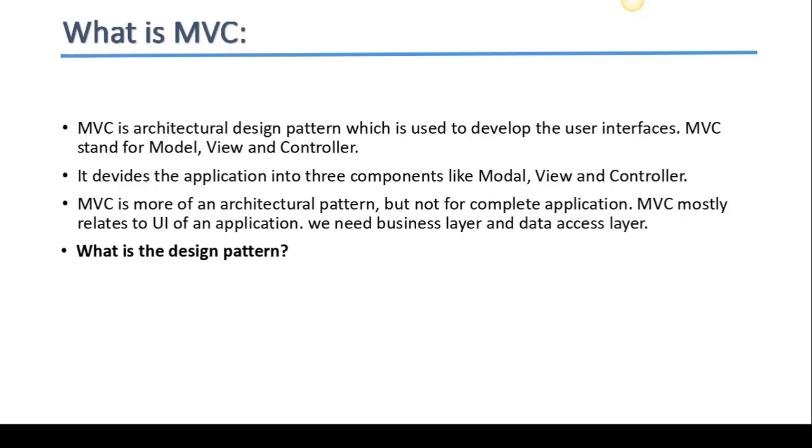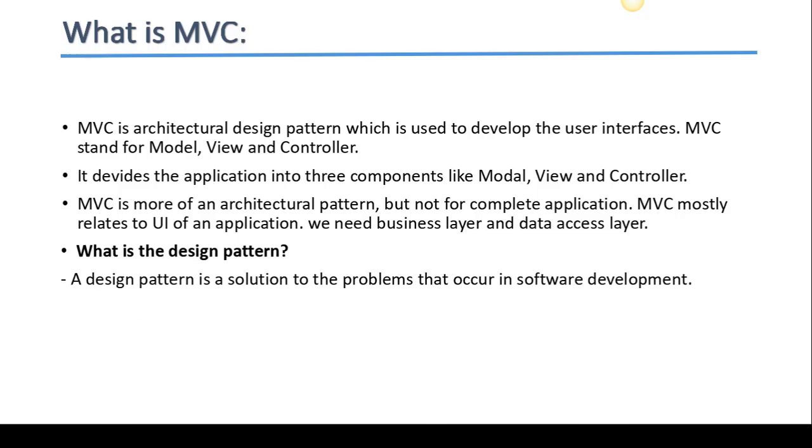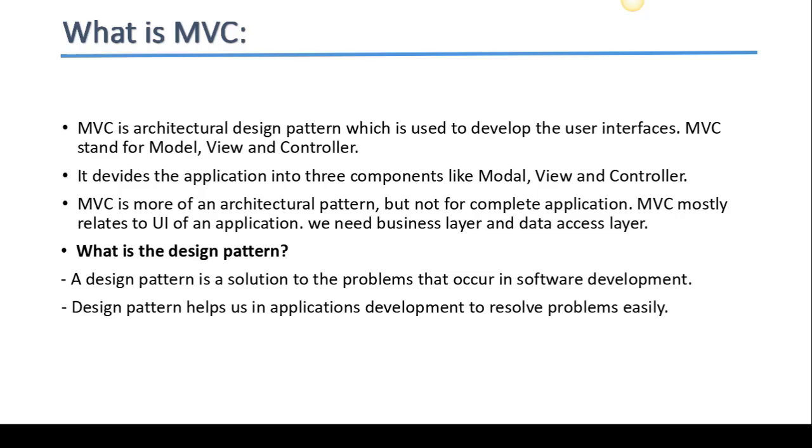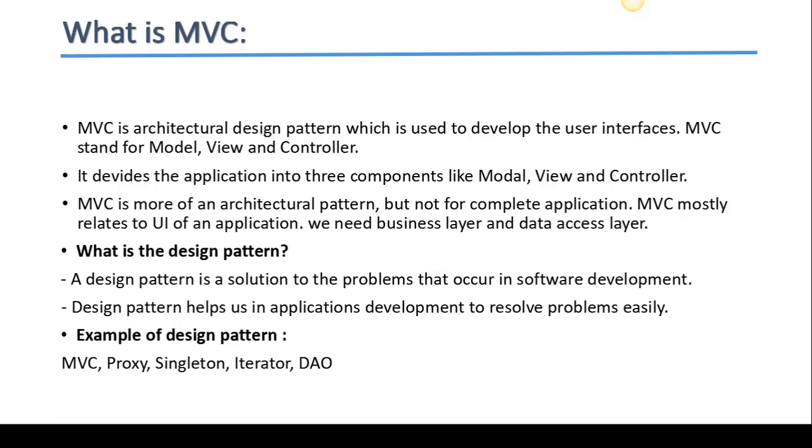Second, what is a design pattern? A design pattern is a solution to a problem that occurs in software development. Design patterns help us in application development to resolve problems easily. So what design patterns are available? The first one is MVC, the second is proxy, the third is singleton, the fourth is iterator, and the fifth is DAO. There are many design patterns, but MVC is one of the most famous and mostly used design patterns.